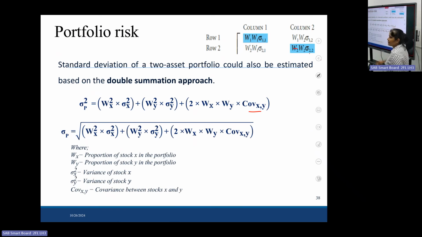So therefore our formula is like this. We have only a 2 asset portfolio. Weight of stock X squared times variance of stock X, plus weight of stock Y squared times variance of stock Y, plus twice weight X, weight Y, covariance. So this is the variance of the portfolio. Once you take the square root of that, you get the standard deviation of the portfolio. You have variance, weights, covariance, all. Calculate the portfolio standard deviation.